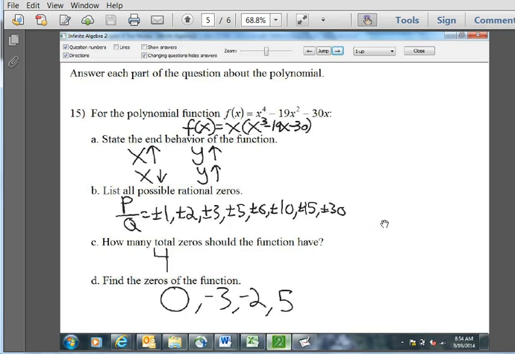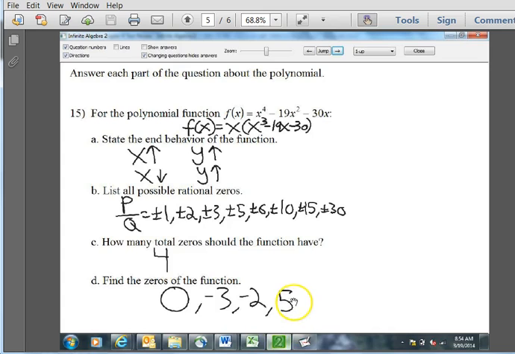Neat conceptual question for C. How many total zeros should the function have? You always look at your biggest exponent. Biggest exponent is 4. That's the total number of zeros. Now find the zeros of the function. You do synthetic division with my p over q list. But remember, since I factored out that x, one of those zeros I already know is going to be 0 because you set each factor equal to 0.